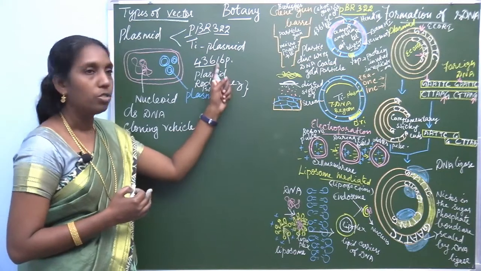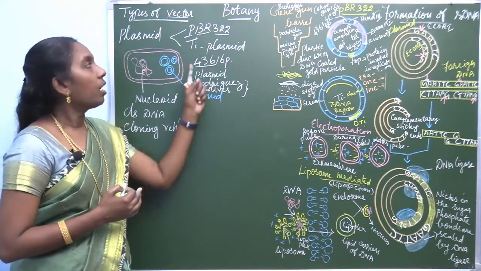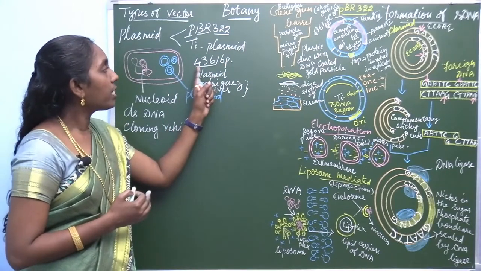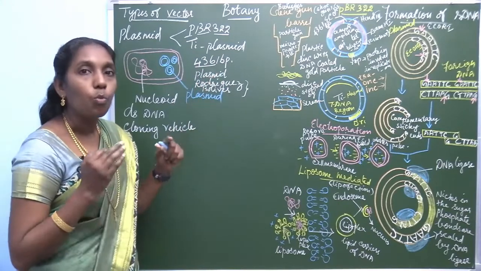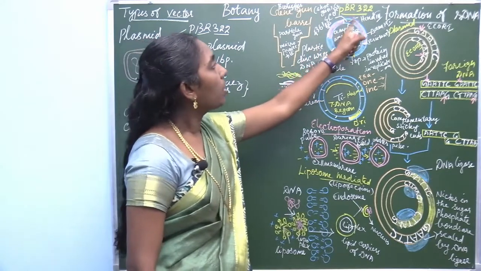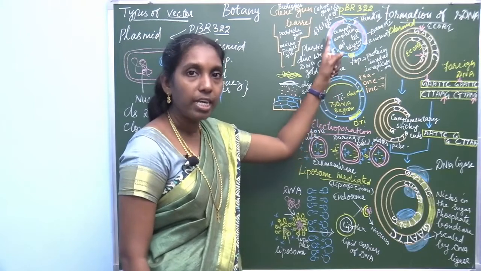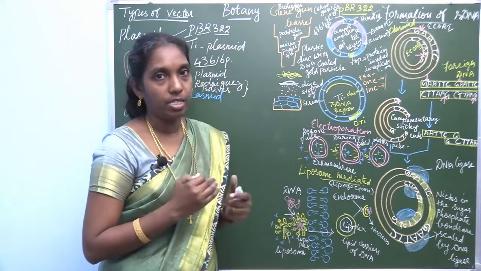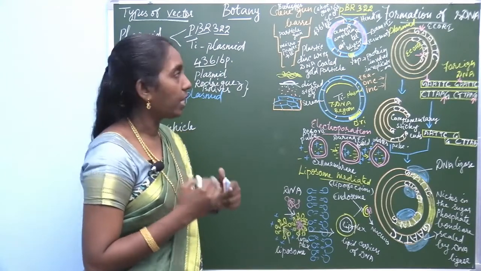This is very important, two more questions. How many base pairs does pBR322 contain? 4,361 base pairs. Look at this diagram. This is the plasmid called pBR322, which contains different regions. There are different sites present in the plasmid.